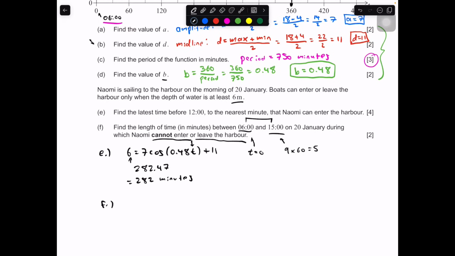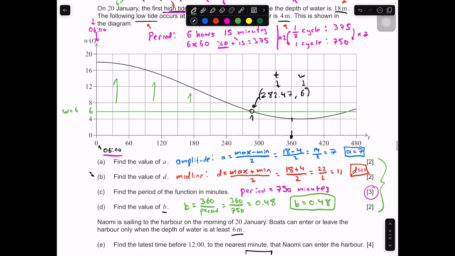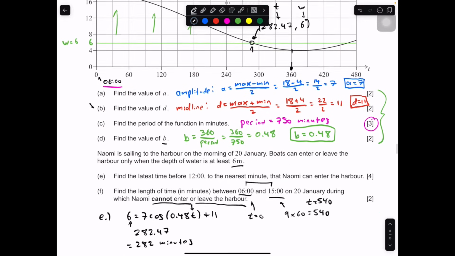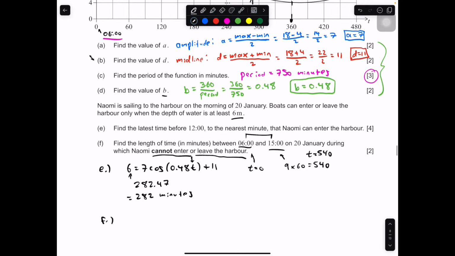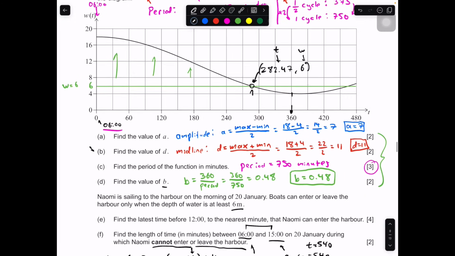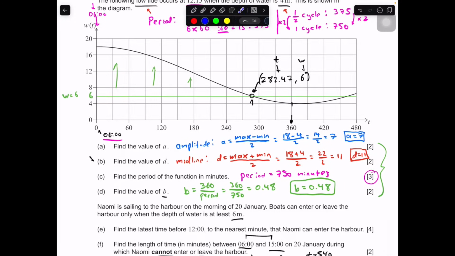You can put that in the calculator. That's going to correspond to a value of 540. So when t is equal to 540. And really, that doesn't seem too bad of a question. So when can she not enter or leave the harbor? Here she can enter or leave the harbor. Here she can enter or leave, as long as it's above 6. But from here to here, she cannot enter or leave.